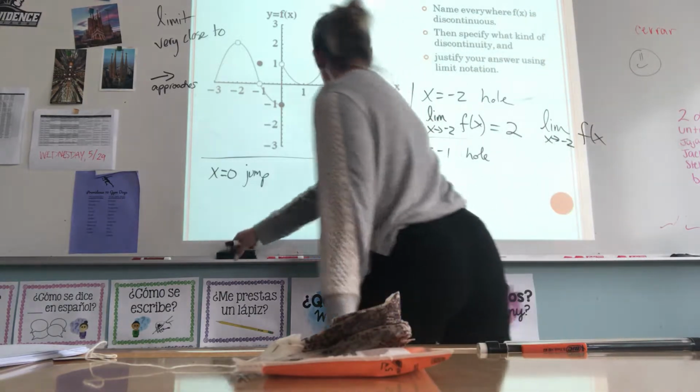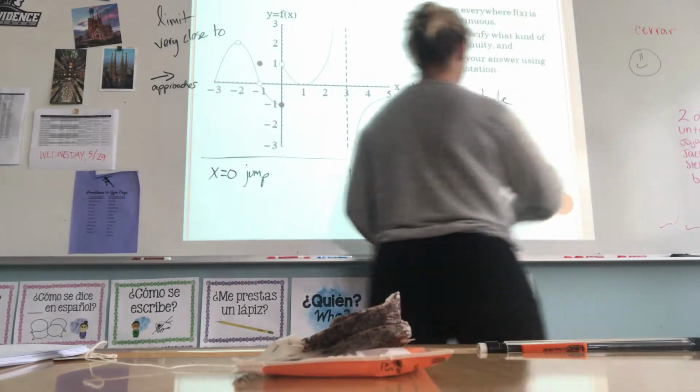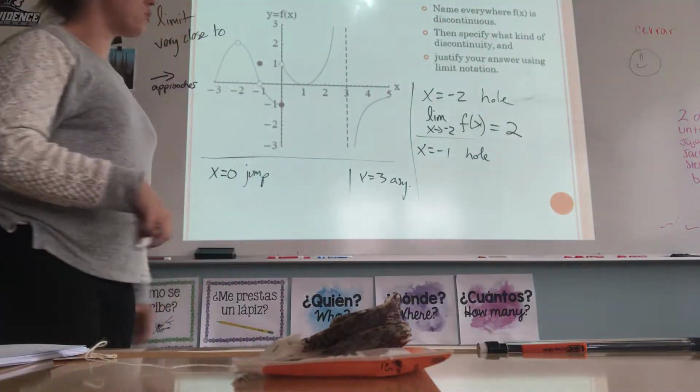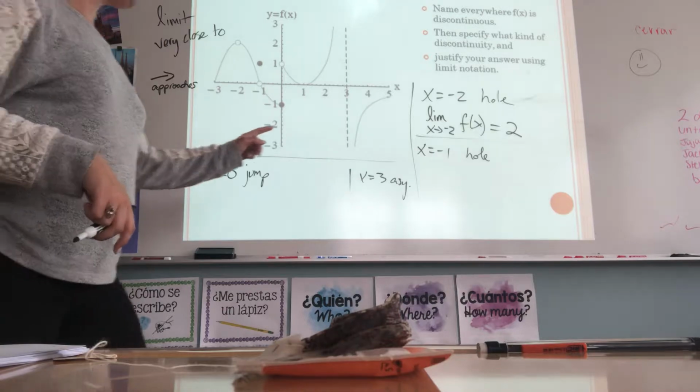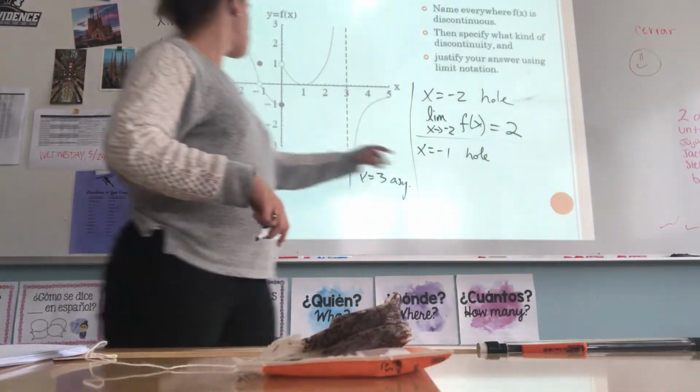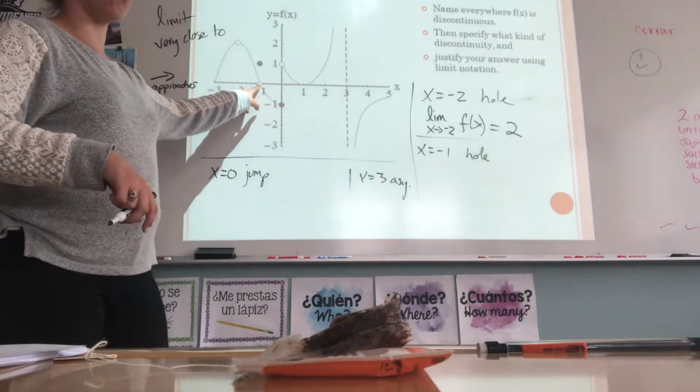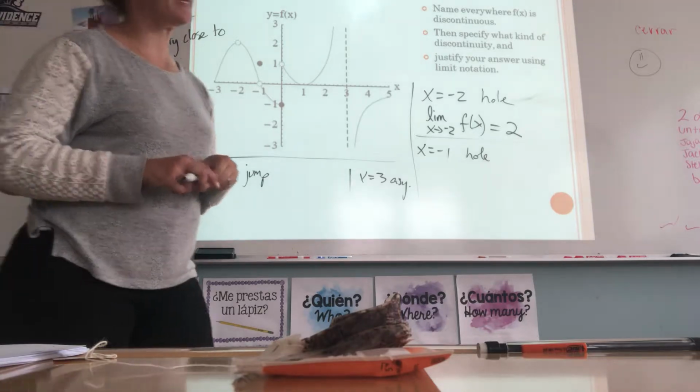We can just write that. That's cool, we'll just leave that there. Okay, so that's how you write it for a hole. Can you now, using this notation, write it for as x approaches -1?